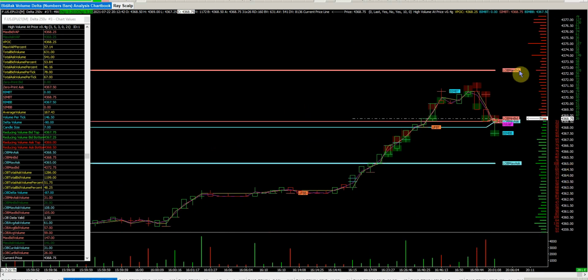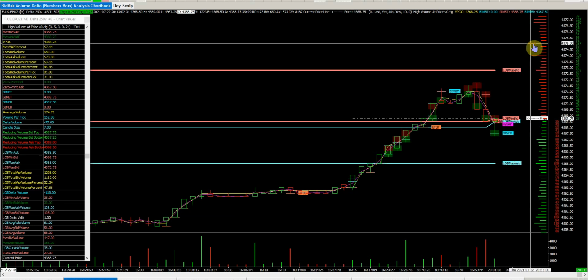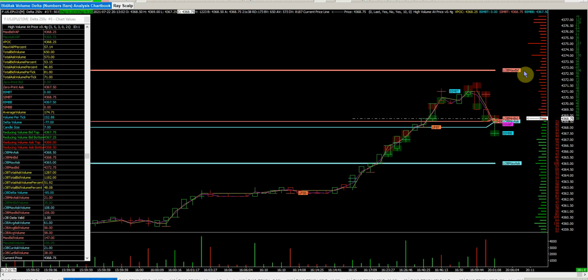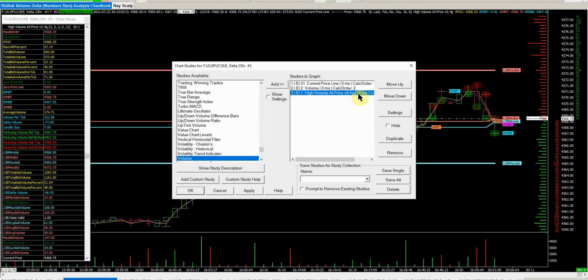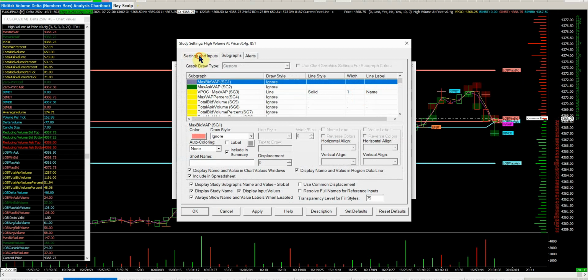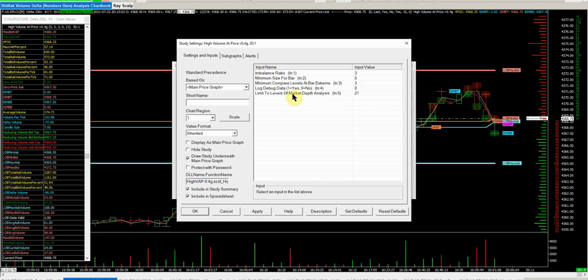I want to show you the limit order book. Here's the limit order book. These are the maximum bid and ask, right there and right there, where you say, well, gee, what's up? That's certainly larger than that guy. Well, the reason why is because we got locked into levels of market depth analysis, which is 21. Here's your imbalance ratio. You can change your imbalance ratio right there. Minimum size for bar, I usually leave it at 5.